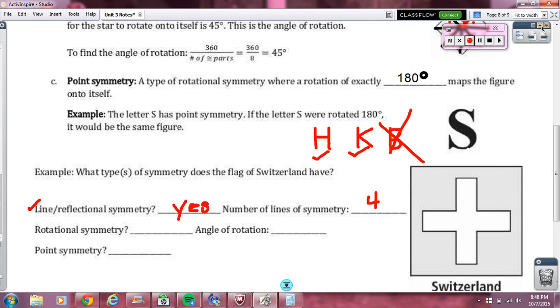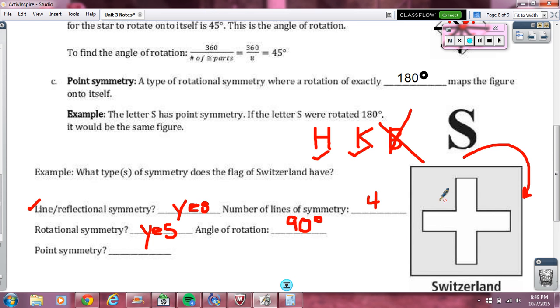Next one is rotational symmetry. So I'm thinking to myself, is there a way that I could maybe turn this flag and make it look exactly the same? So like if you were to turn your paper 90 degrees or on its side and look at this flag, it would still look exactly the same. So that would make rotational symmetry a yes. And the angle of rotation is 90 degrees.